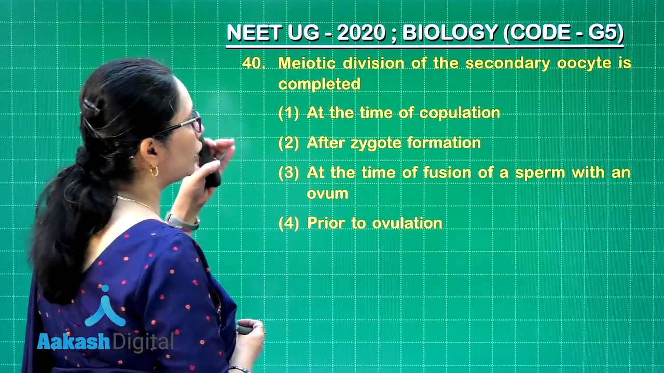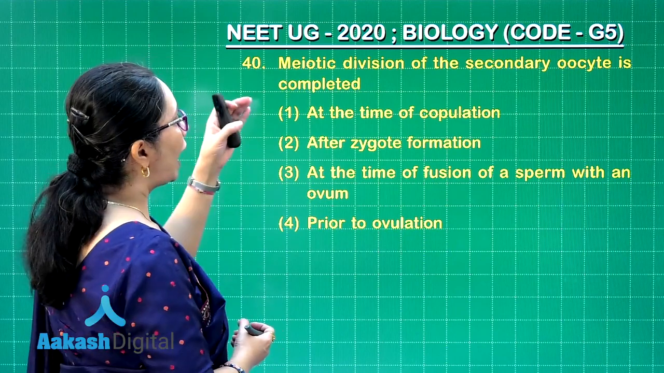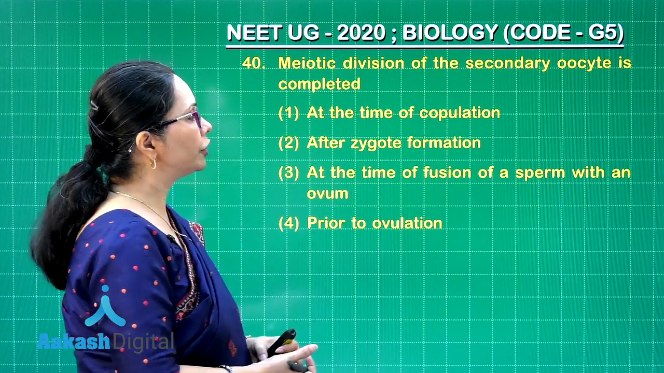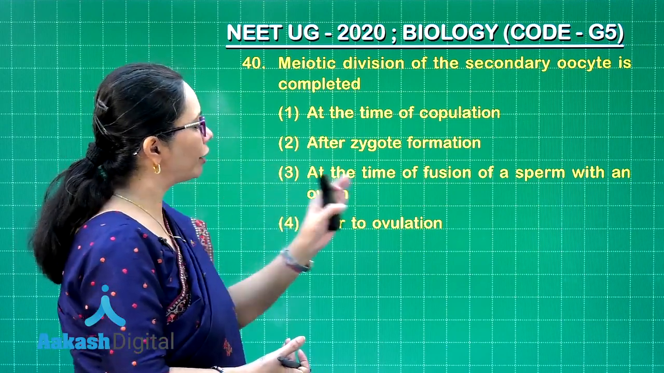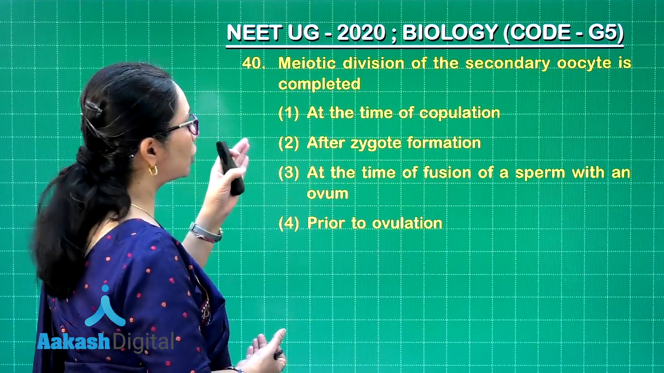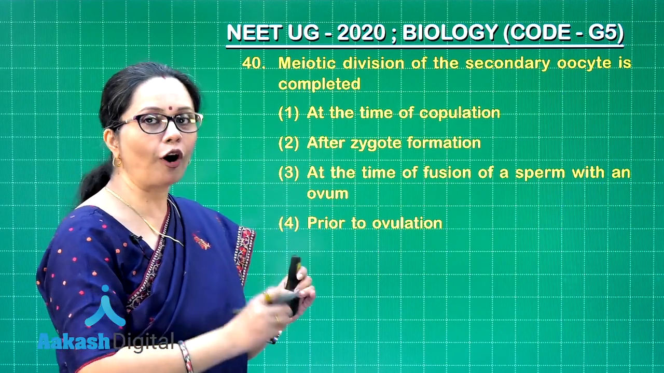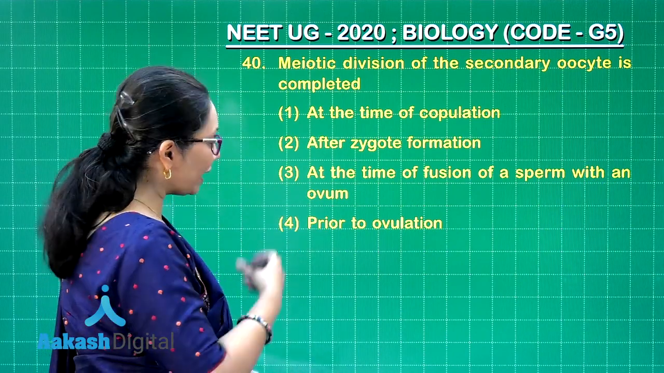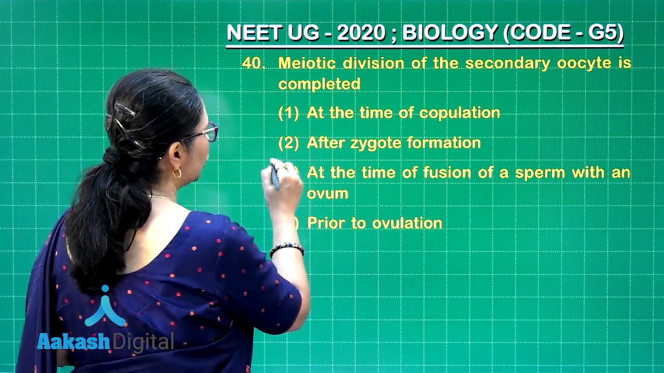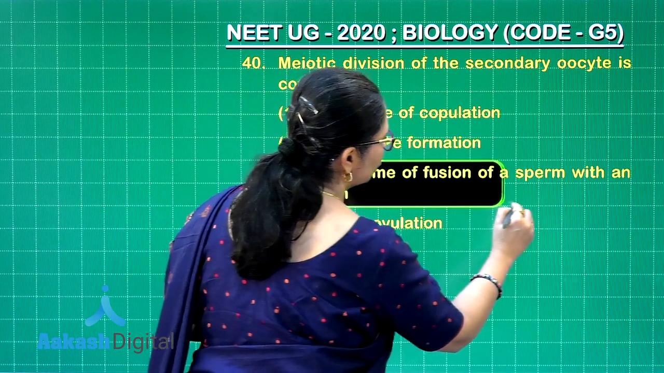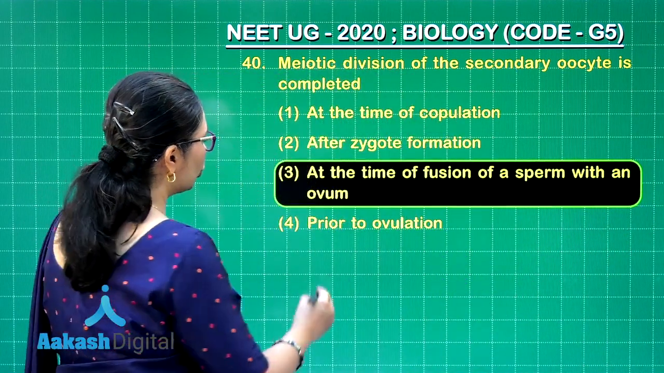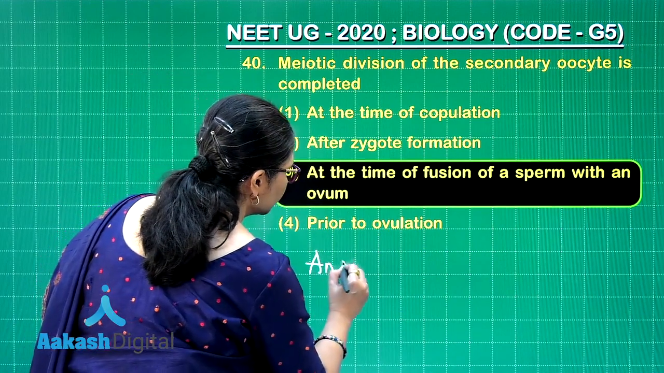So let us see the various options available with us: at the time of copulation, after zygote formation, at the time of fusion of a sperm with an ovum, and prior to ovulation. Now this is the only one which we can take as correct, the third one. Although the ovum will be formed only when the sperm enters, then that secondary oocyte will finally convert into an ovum, and this would be a very short phase, because then immediately fertilization is accomplished and this will turn into a zygote, right. So our correct answer is option number 3.